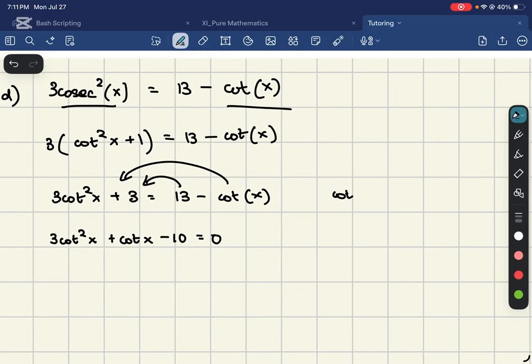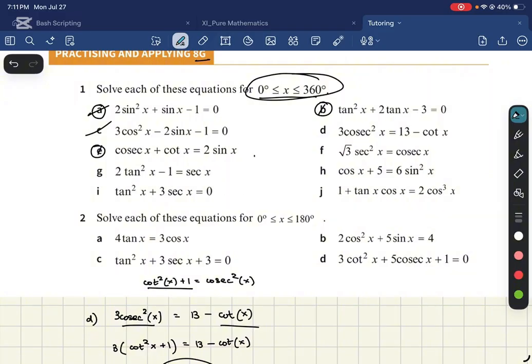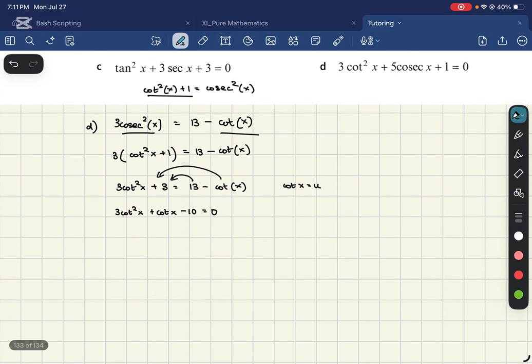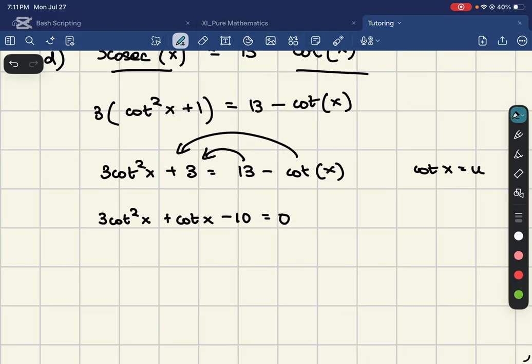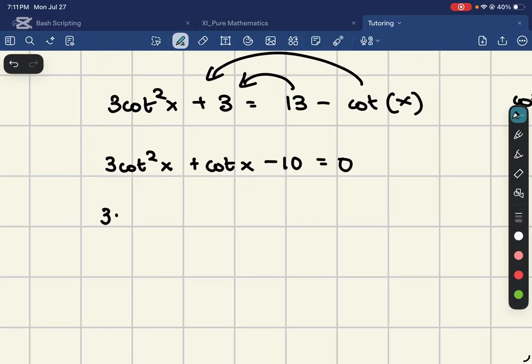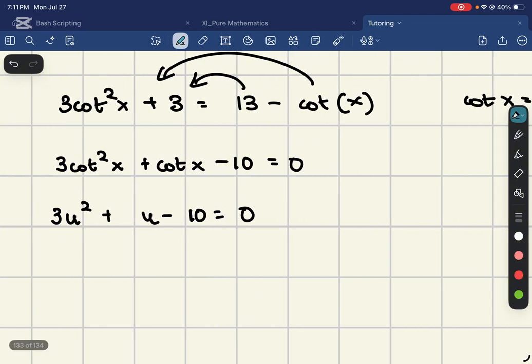So let's rename cot x to be u. Now, usually we try to work with sine, cos, and tan, but you'll see how working like this is also fine. But we're going to switch things up towards the end. So we have 3u squared plus u minus 10 is equal to 0, right? And now let's try to factorize this. I think it's a bit difficult.